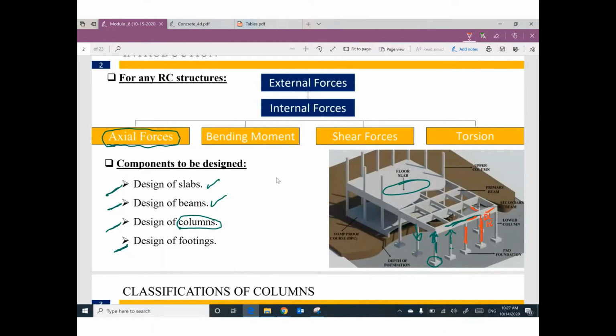This beam is supported by this column. This beam has uniform distributed load W ultimate. If you can figure out the reaction on this support, this reaction will be the reaction on this column. That's right. So guys, these loadings are very important. You need to understand this loading.